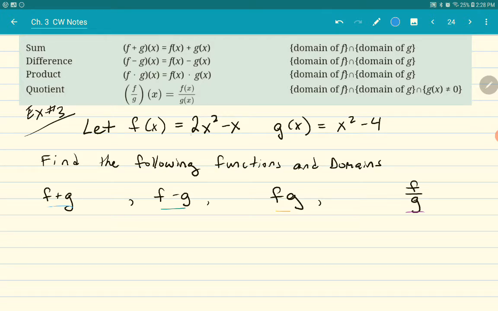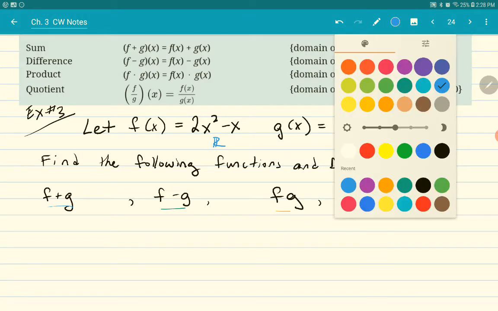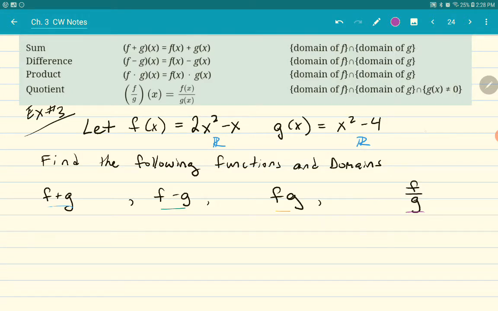So my domain, actually this one doesn't have any domain restrictions, so this is all real numbers anyway, except for when we get to the quotient, because then we have to say, okay, well, g of x cannot equal 0, so that means x squared minus 4 cannot equal 0, so that means x cannot equal positive or negative 2. All right, so we do have a restriction on the domain of the quotient, but the other three do not have a restriction.